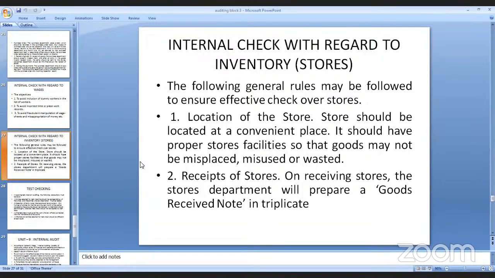The goods, for example, we call it as godown. So the location of the godown, and whether the facilities are existing or not, whether there is a convenience to the supplier or not to supply the raw material to the particular godown. Next, receipts of stores. On receiving stores, the stores department will prepare a goods received note. So this goods received note will give a description about the details of the various receipts of stores.